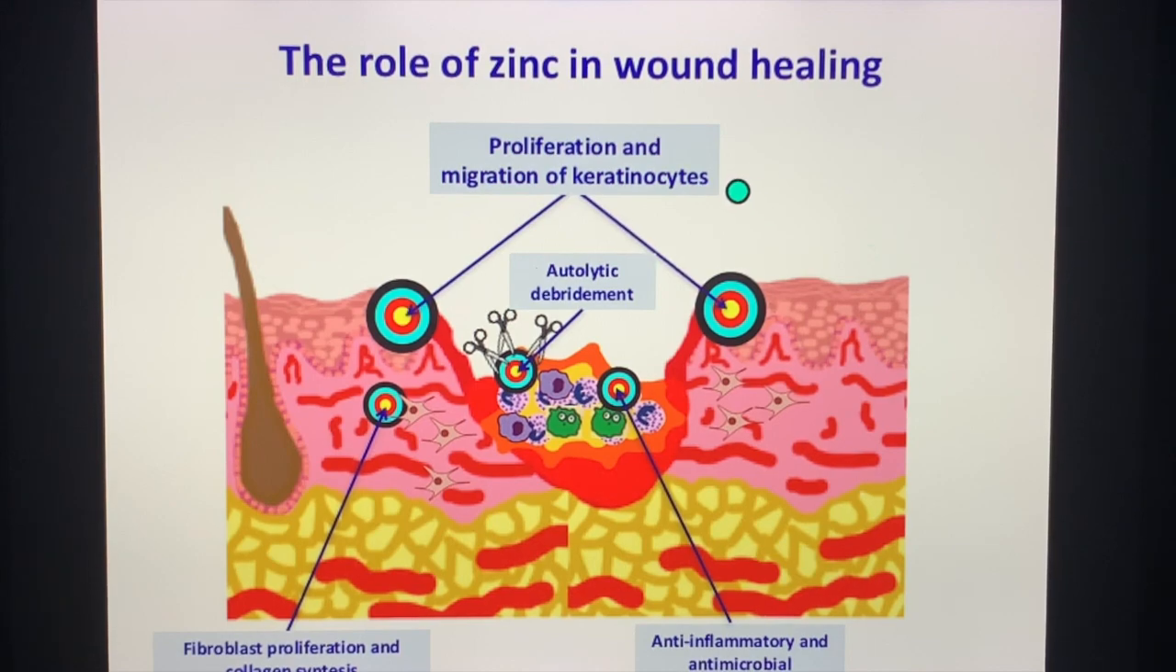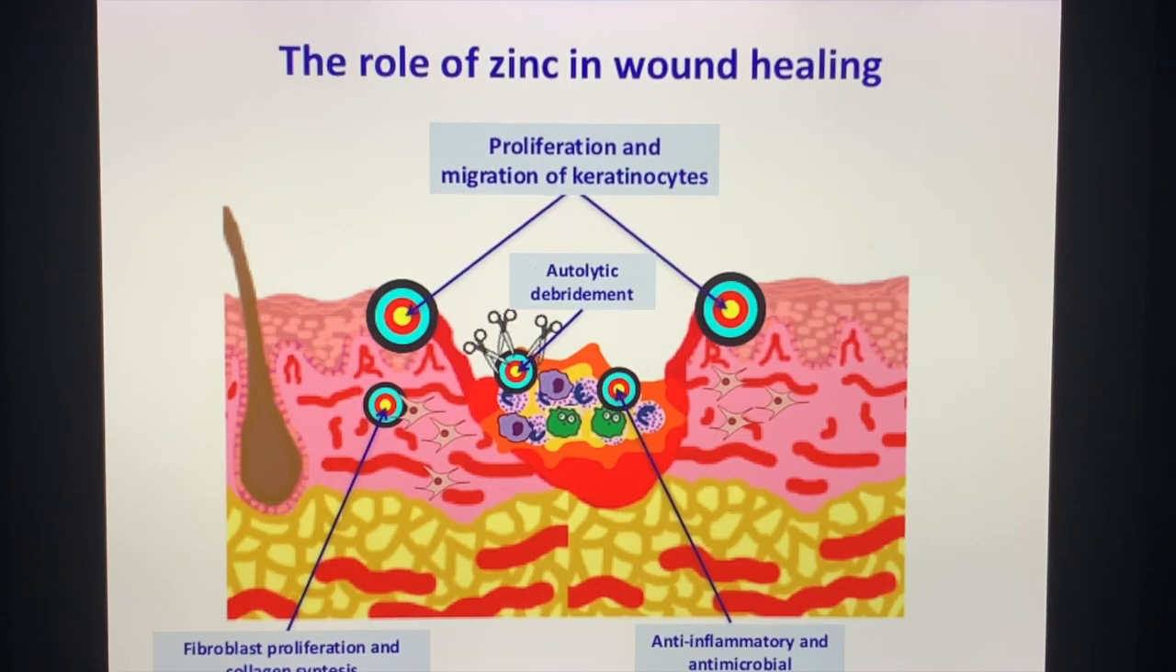So zinc initiates the proliferation and migration of your keratinocytes. It also plays a role in autolytic debridement. It also has an anti-inflammatory and antimicrobial role. And lastly, it also initiates fibroblast proliferation as well as collagen synthesis.